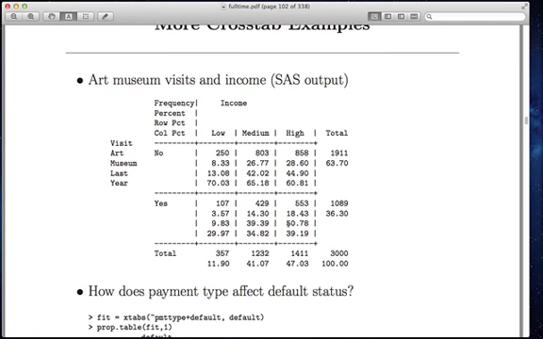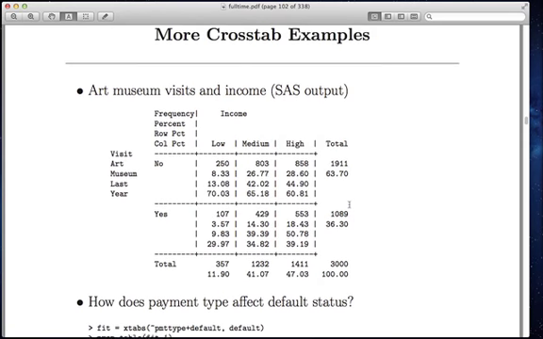This is an example that we're going to be using again in this lecture. I call it the art museum income example. It illustrates a very typical problem in marketing, which is media buying. We often do media buying based on demographics.